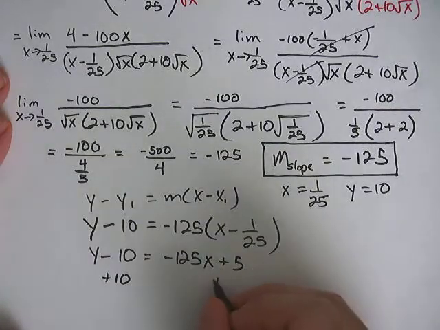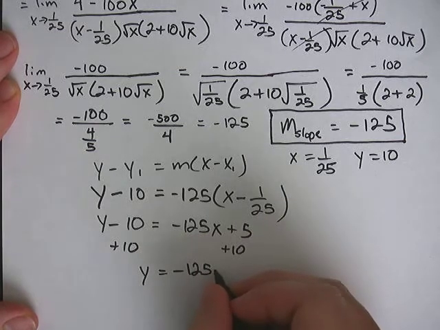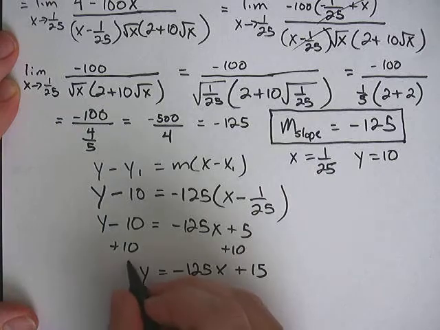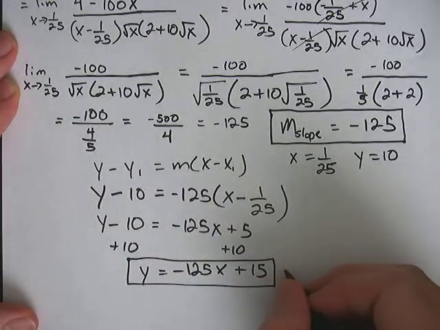We're almost done here. We add 10 to both sides. So we get y is equal to negative 125x plus 15. And that is the second question. That is the equation of the tangent line.